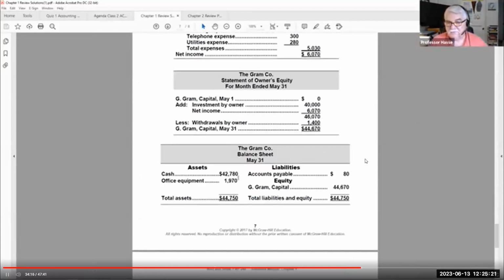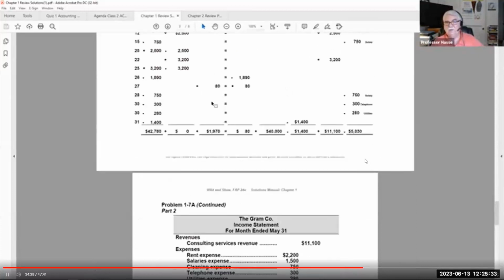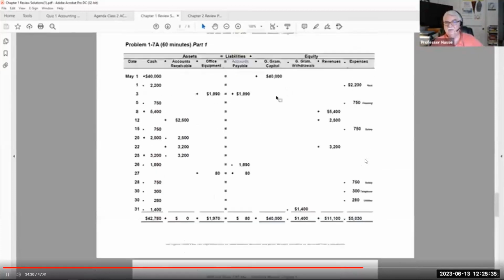They have $44,750 of assets that they own. And the good part of that is $42,780 is in their bank account. And there's their balance sheet. This leads us into chapter two, where we record these in the terms of a journal entry. And what does that mean? Let's take a look at that.